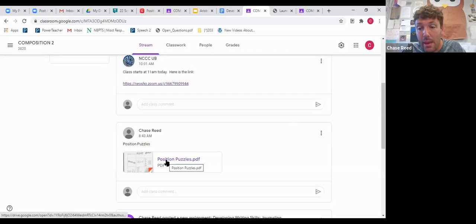So I'm going to assign you to a breakout room. It's probably going to be you, an adult, and maybe 2 other people that are students. And your goal is to figure out these position puzzles. So what is a position puzzle?